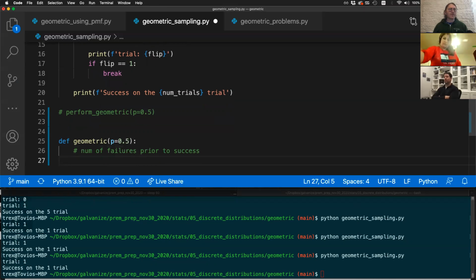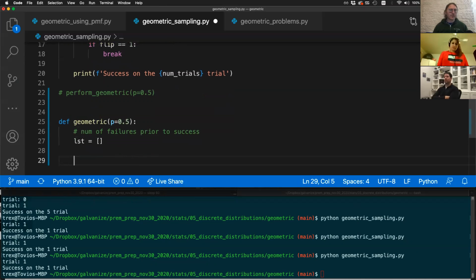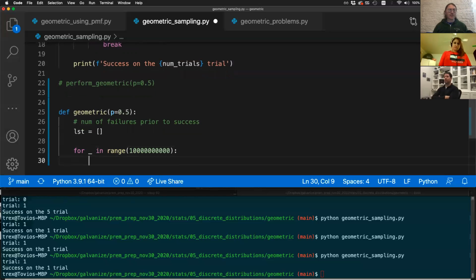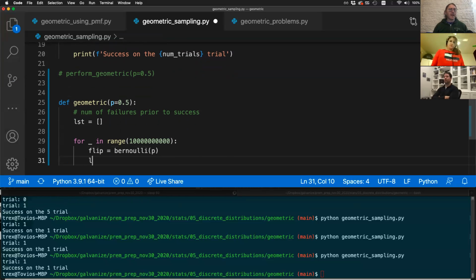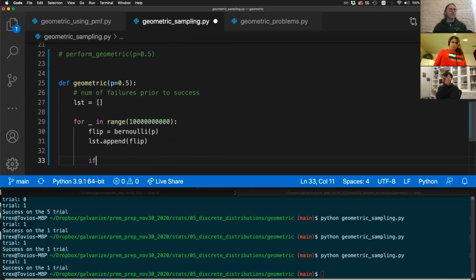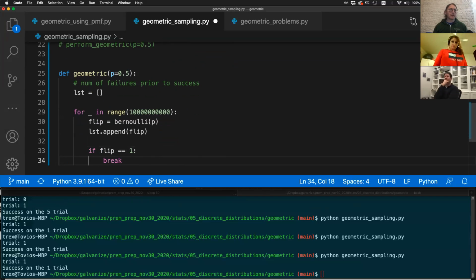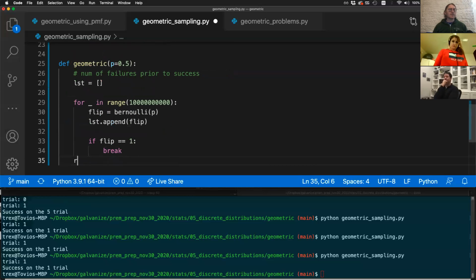That's the form of this I'm going to take. And I am going to collect into a list, even though that is in some way sort of silly. And I'm going to do some arbitrarily large number because we're never going to actually get that far. And I'm going to call out to Bernoulli and pass in the probability. And I'm going to append whatever that flip is. And if the flip is 1, we break.